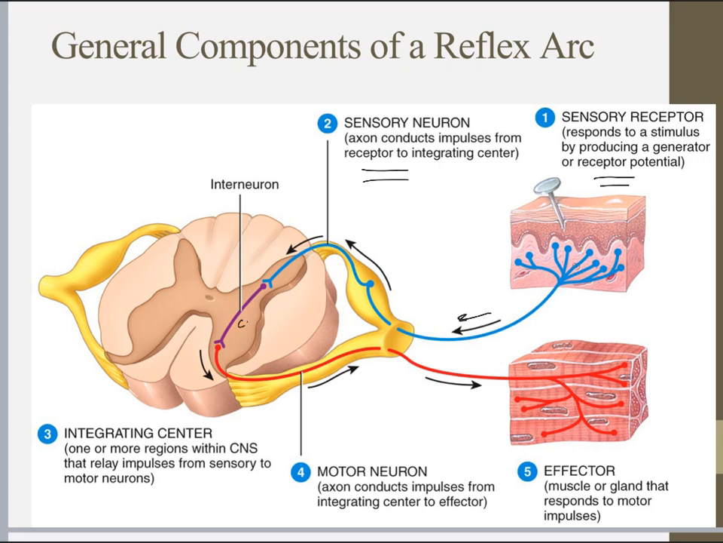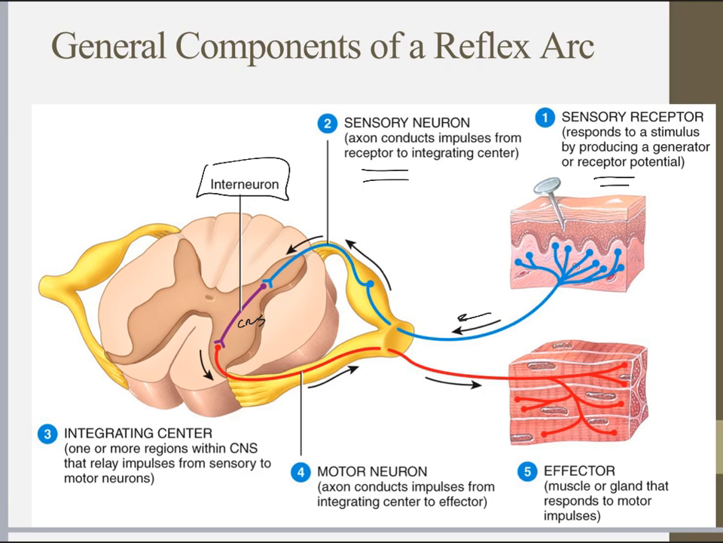So we're now deep in the CNS, the central nervous system, where we find step 3, our interneuron. The interneuron is our integrating center. This is where one or more regions within the central nervous system is going to relay impulses from sensory to motor. This is the go-between. This is the translator. It is taking that information coming in and deciding how to respond to it.